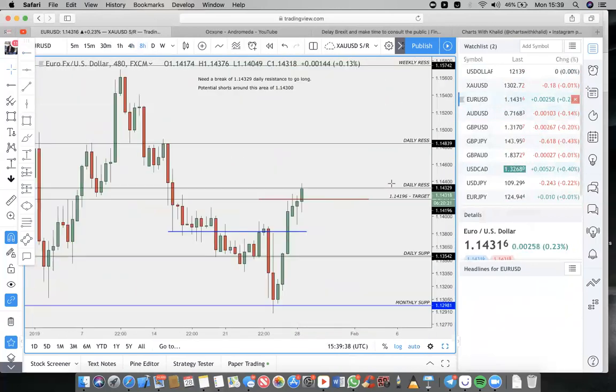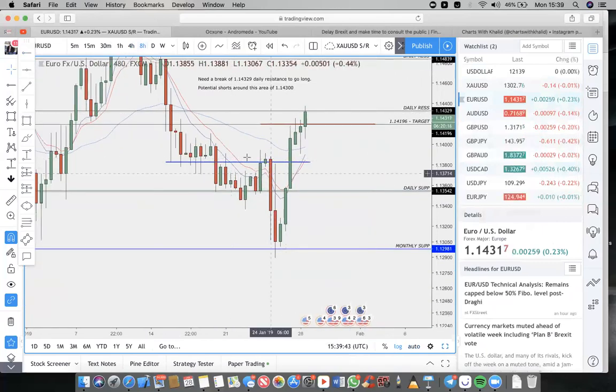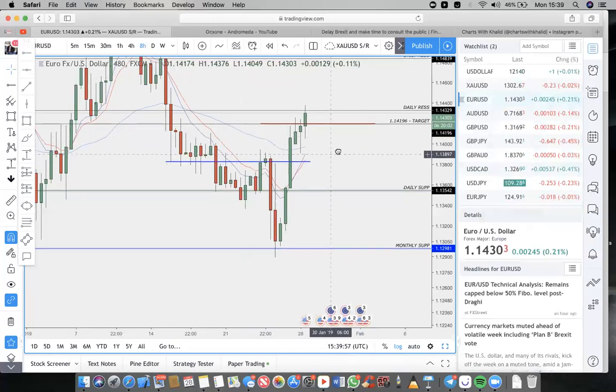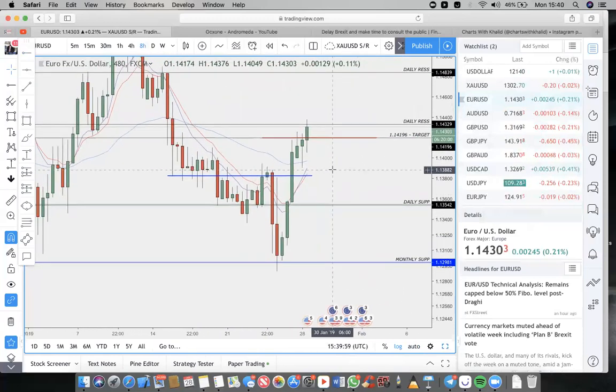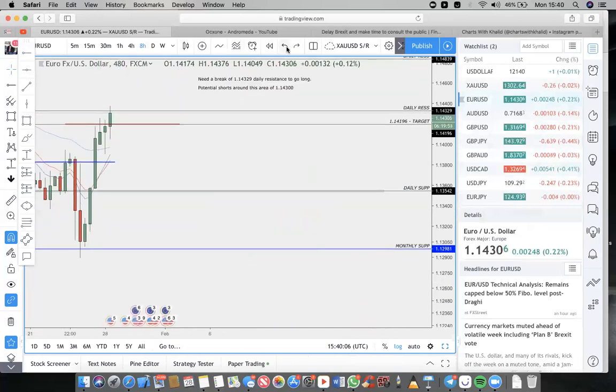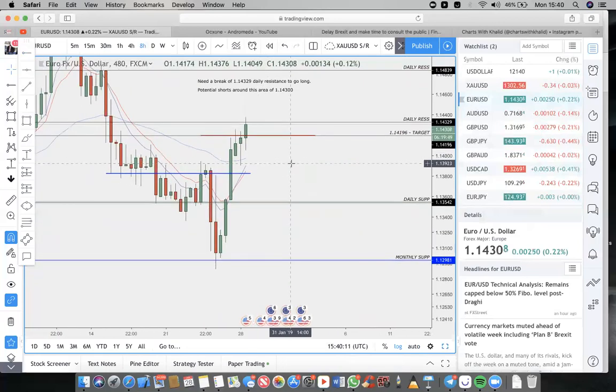I think it was on euro. My target was fulfilled. Everyone was screaming short on this pair around this area here. I was telling people it could be short term, pun intended, but my overall target was 1.14196. I was expecting a sell-off after this area here, but judging by how the dollar is behaving, I was expecting another move to the upside, which is actually why I had, as you can see here, need a break of the 1.14329 daily resistance to go long.